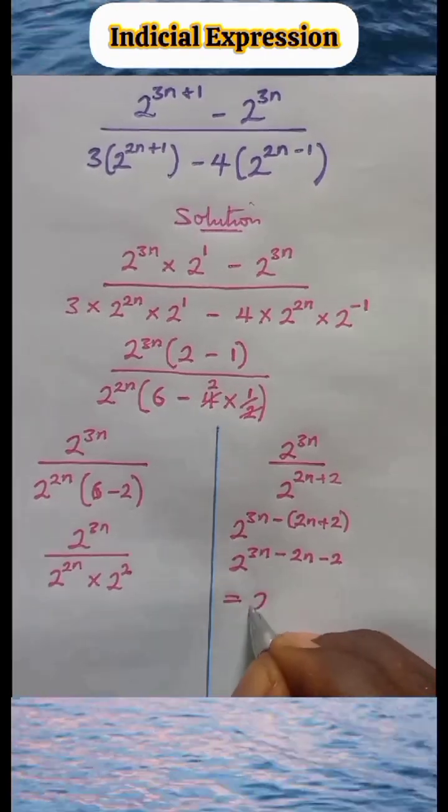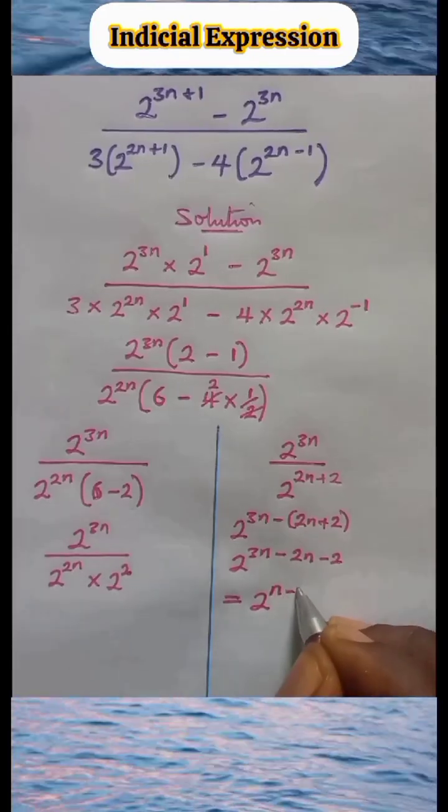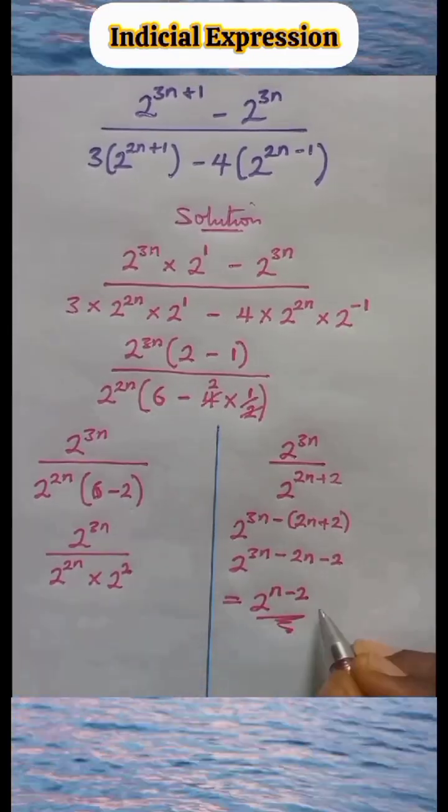2 raised to the power of 3n minus 2n is n, minus 2, and this becomes our final answer.